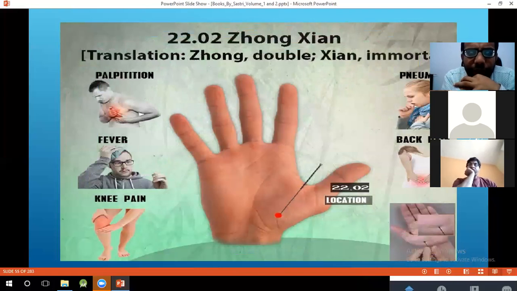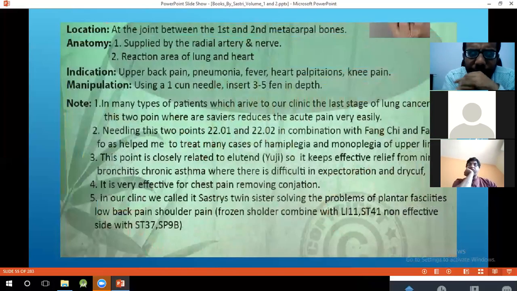Then comes 22.02. These two in combination give very good recovery in palpitation, fever, back pain, pneumonia, bradycardia, and other diseases. In many types of patients, we can reach these 2 points where severe diseases take deep pain very easily. Needle these 2 points, with 22.01 in combination.